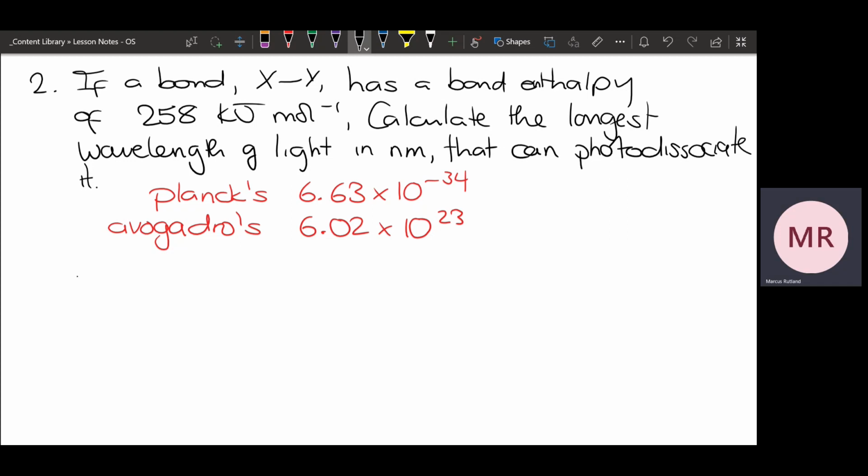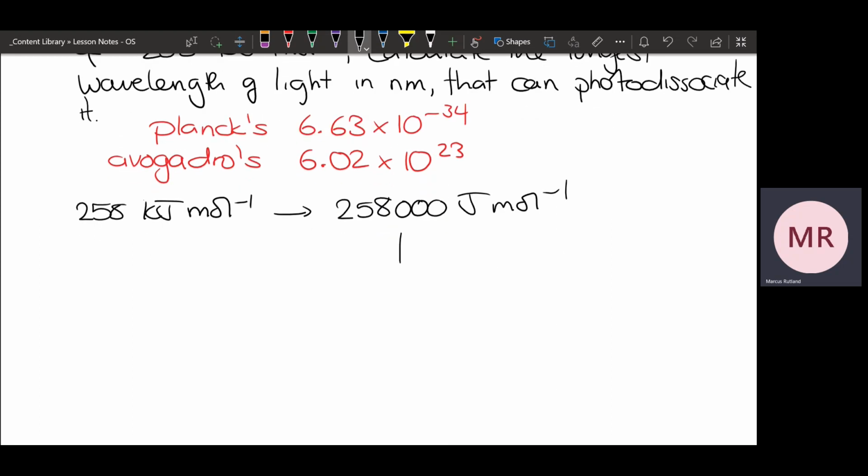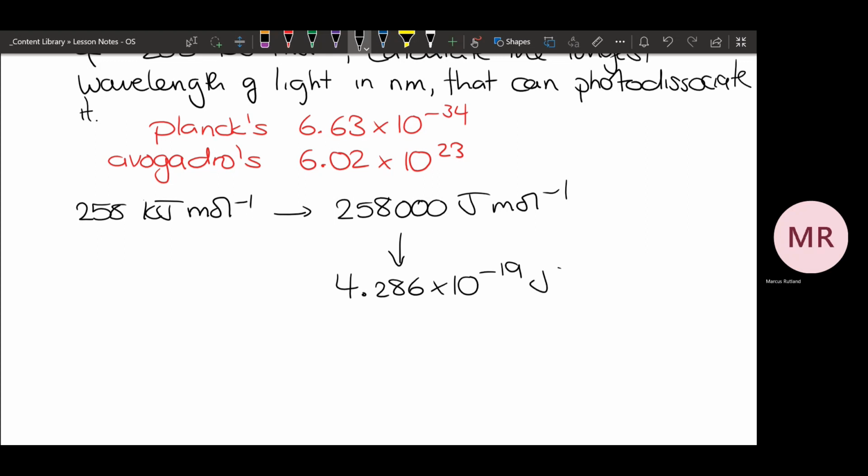Okay, so the steps are that if you start with your 258 kilojoules per mole, and it doesn't matter quite what order you do these things in, but you are going to convert that to joules per mole, 258,000 joules per mole, and then you are going to convert that into the number of joules per bond, so 258,000 divided by Avogadro constant. Bear with me, 258,000 divided by 6.02 times 10 to the 23 is 4.286 times 10 to the minus 19 joules per bond.